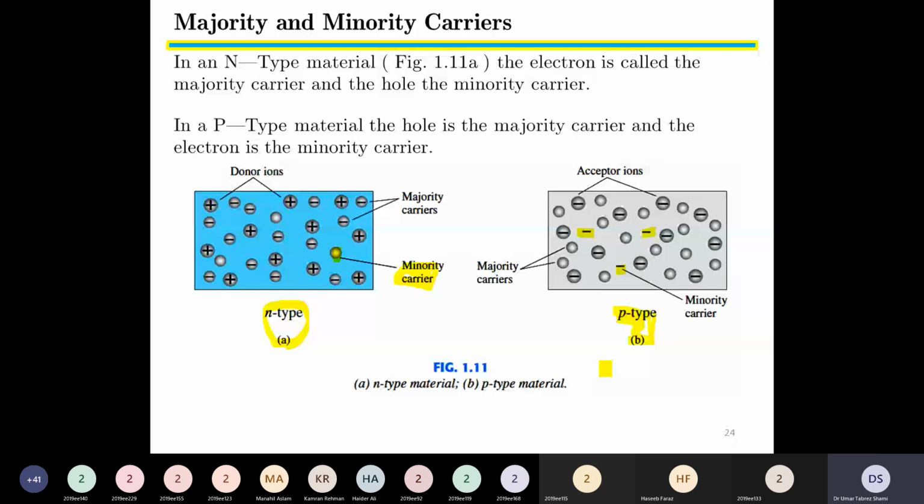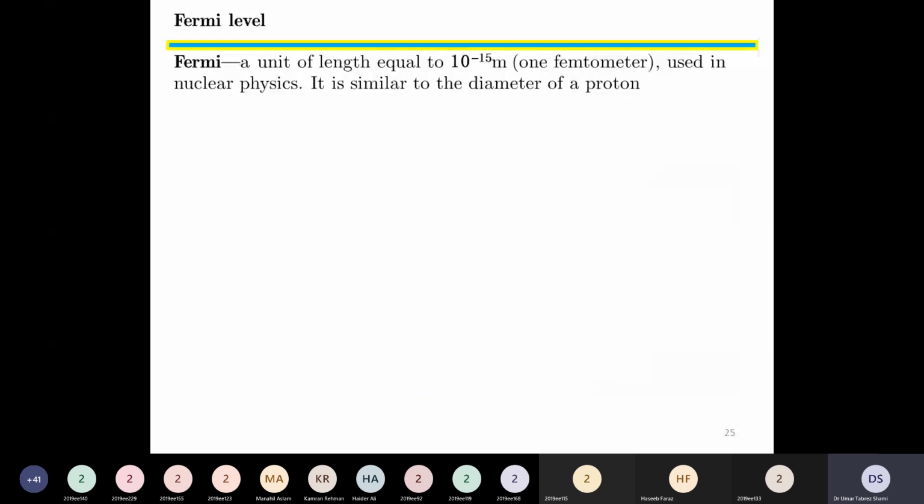However, in p-type material, the holes are in excess, they become majority carriers, and electrons are not eliminated, they are present in a very small amount, and they are called minority carriers. But how can we say a hole is a carrier?